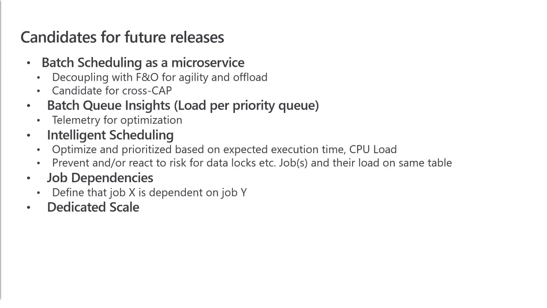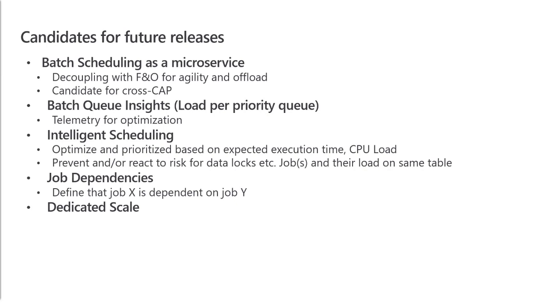The next item is intelligent scheduling. As you know, we have the AOS server which does all the scheduler part. So this will give the batch scheduler an ability to assess from historic data what the CPU load and the execution time of a batch job were. This will help the scheduler to optimize and prioritize based on the past execution time and the CPU load, as well as reduce the risk of data loss and load on the same table.